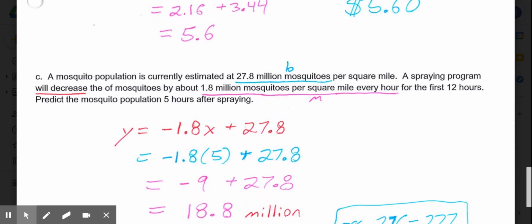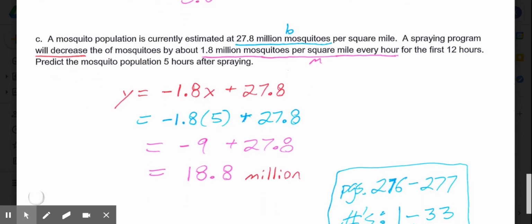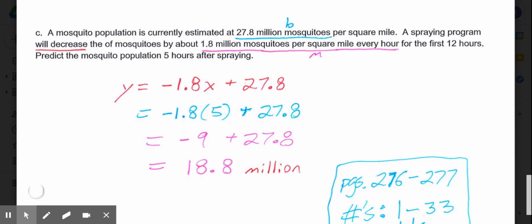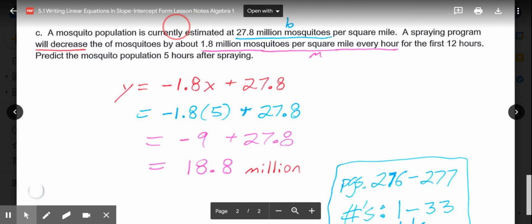In our last example, example C, the mosquito population is currently estimated at 27.8 million mosquitoes per square mile. Okay, that's a rate, but it's telling us where we're currently estimated. So the current estimation tells me this number is my beginning point. So that's my y-intercept in my equation. I'm beginning already at 27.8 million mosquitoes.